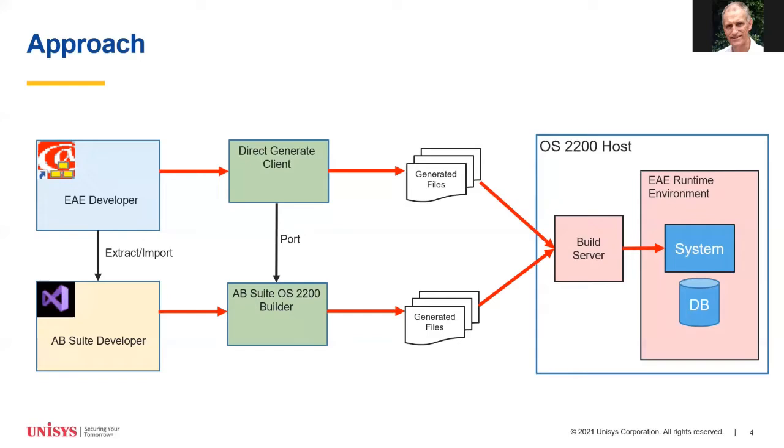One of the key factors is that we've taken a lot of the code from the EAE Direct Generate client, a lot of the code that generates the source files, and we ported it to the new AB Suite builder. So instead of reading from the EAE developer and generating COBOL generated files, we've ported them so that they read the same information from the AB Suite model and generate the same output.